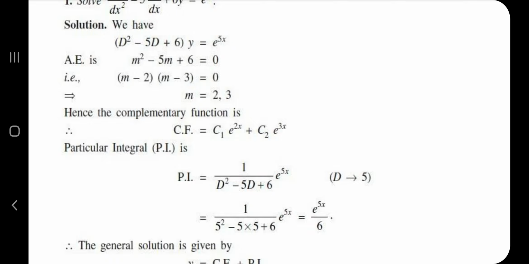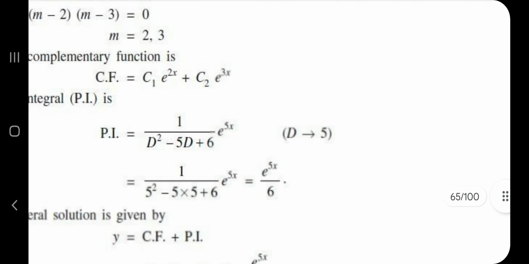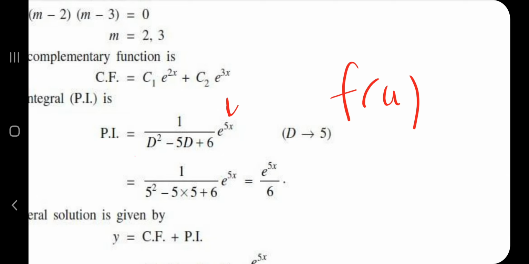After you write that, observe carefully: D is equal to 5. Why have we taken D equal to 5? Because it is e^(ax), so you have to take f(a). This is f(D), so in the place of D, what do we take? We take f(a). How will we know what a is? It is nothing but what e is raised to.